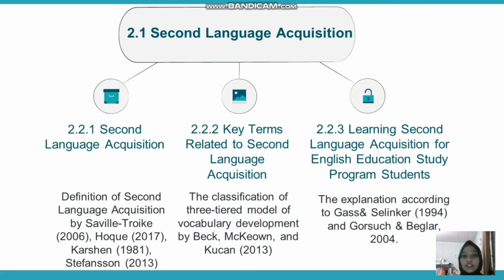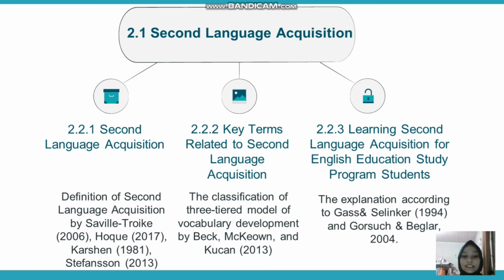And in second language acquisition, there are 3 parts. The first is the definition of second language acquisition. For the definition, there are several experts that I cited from journals and books. They are Saville-Troike in 2006, Hapju in 2017, Carson in 1981, and also Stephenson in 2013. And then the key terms related to second language acquisition.